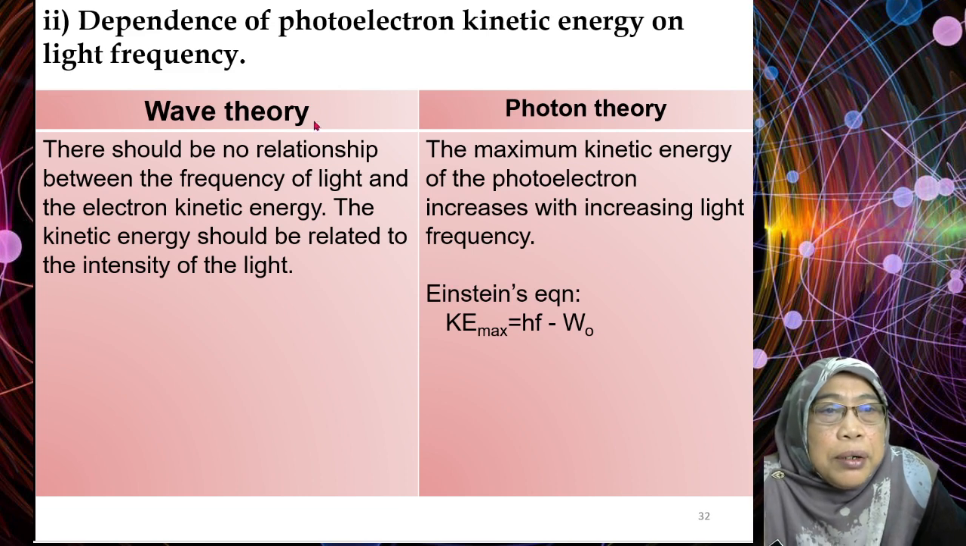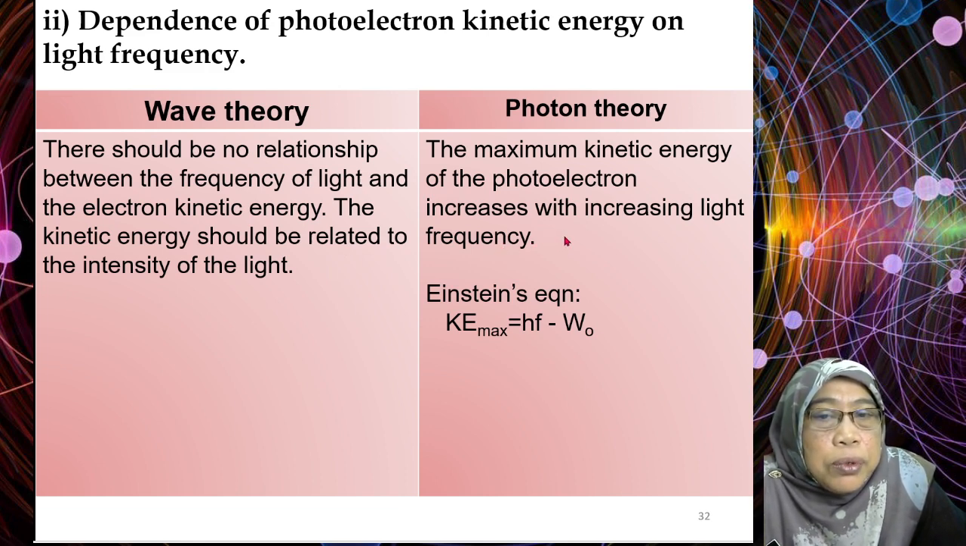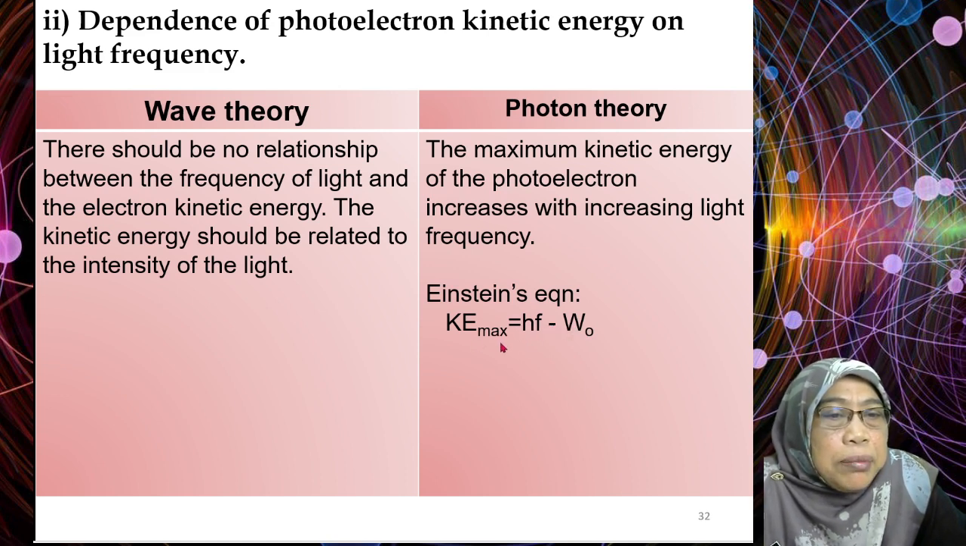But then for photon theory, the maximum kinetic energy of the photoelectron increases with increasing light frequency only, not depending on the intensity. No matter how small the intensity of the light, it still can give the energy to the metal target. So Einstein's equation: KE maximum equals hf minus W0. If the photon energy is more than the work function, then there will be energy for the kinetic energy.